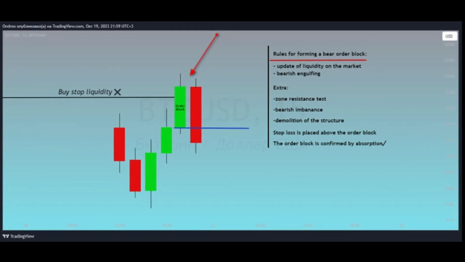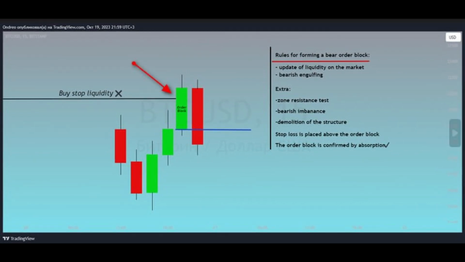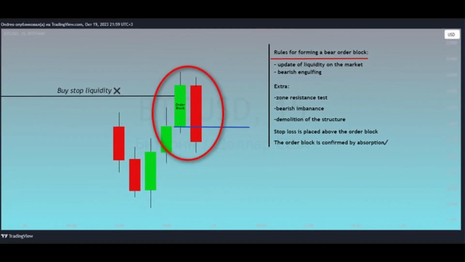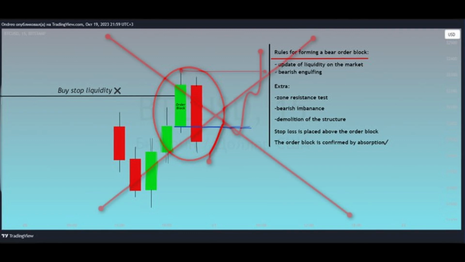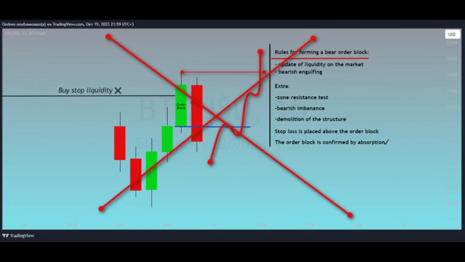Here, the diagram shows a bearish order block. This is the last bullish candle which removes liquidity for buying, after which absorption occurs. Here we can already think about opening a short position while waiting for its test. The stop is placed above the shadow of the last higher candle, because if the price goes beyond it, then the order block will lose its relevance.